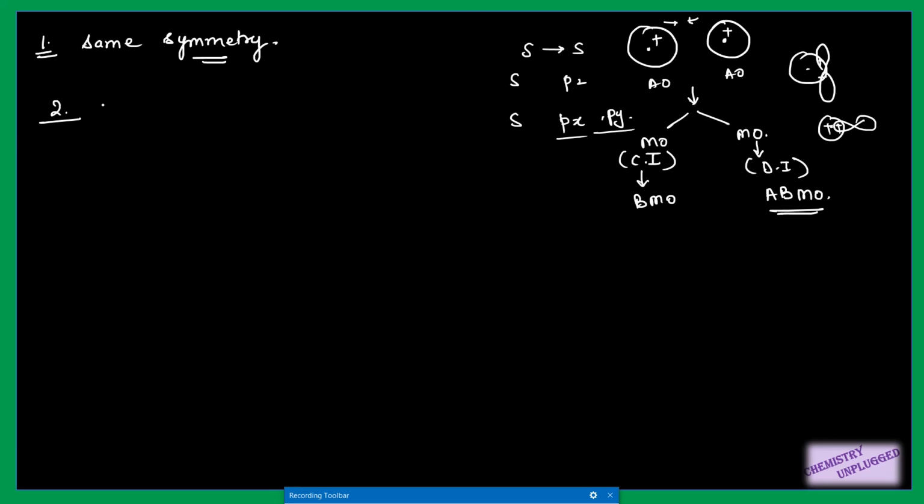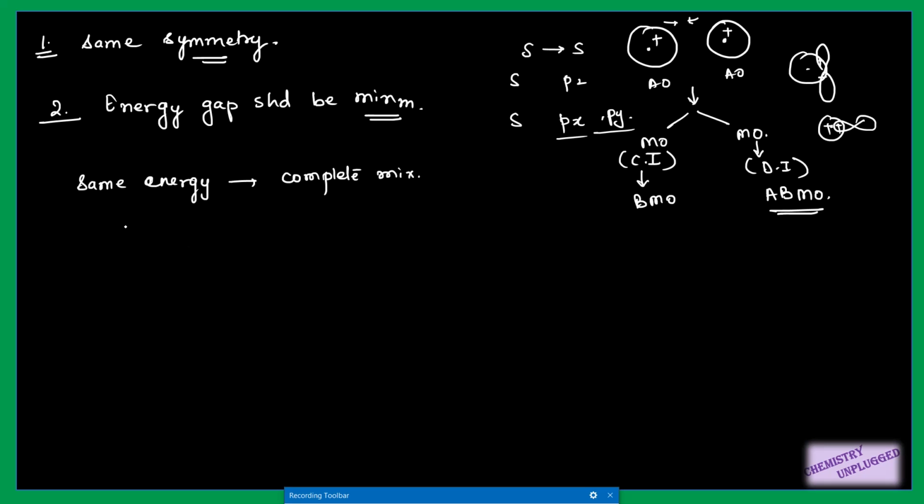Then the energy gap between the atomic orbitals which are going to be mixed together should be minimum, right? If we have atomic orbitals of almost the same energy, then their mixing will be almost complete, right? When they have a low energy gap, they have partial mixing, right? But if they have a very high energy gap, they cannot mix together, so the energy gap should be minimum between them.